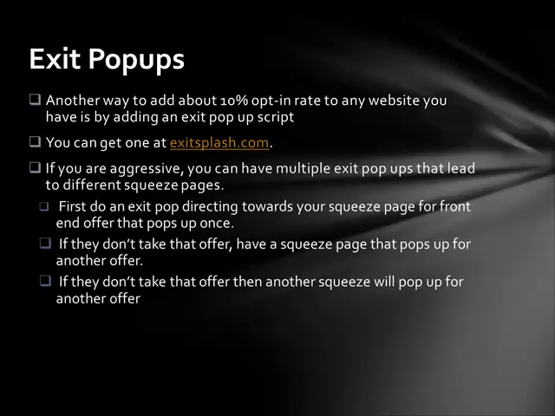Actually, depending on how aggressive you want to be, you can have multiple exit pop-ups that lead to different squeeze pages. First you do an exit pop-up directing towards your squeeze page for a front end offer that pops up once. If they don't take that offer, have a squeeze page pop up for another offer. If they don't take that, then another squeeze page will pop up for another offer. So it will be like three squeeze pages popping up in a row for different offers. Maybe one doesn't please them, so you've got another opportunity when they try to click off that one, and you get another one.